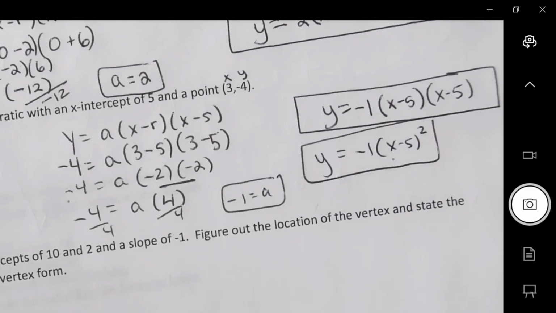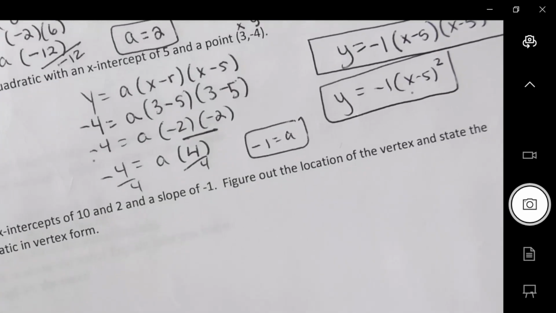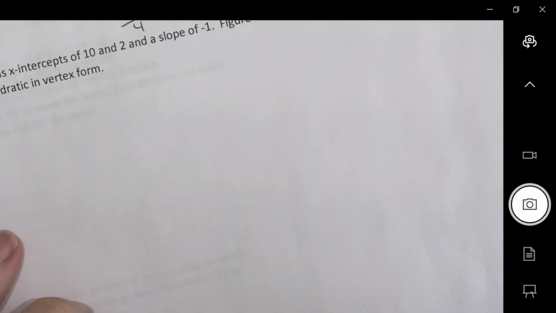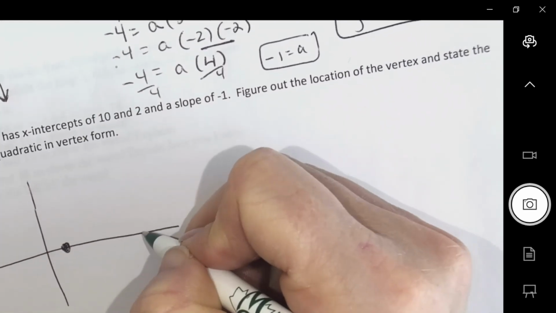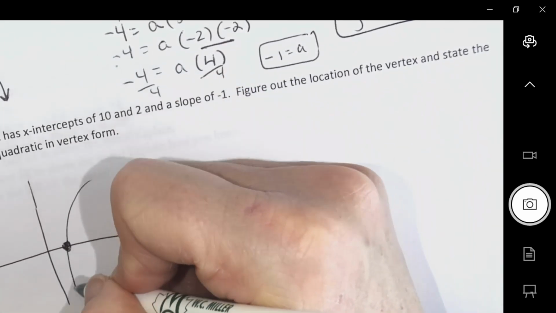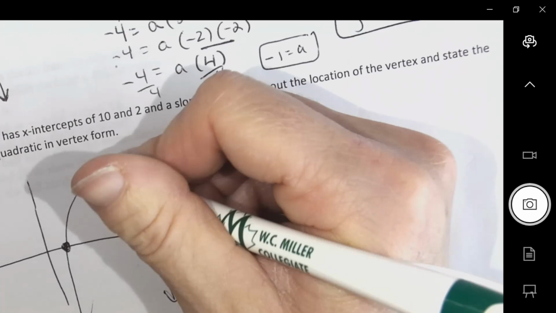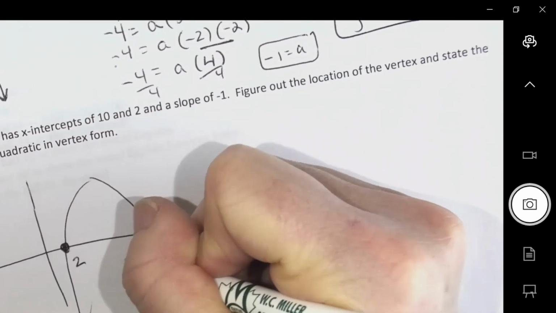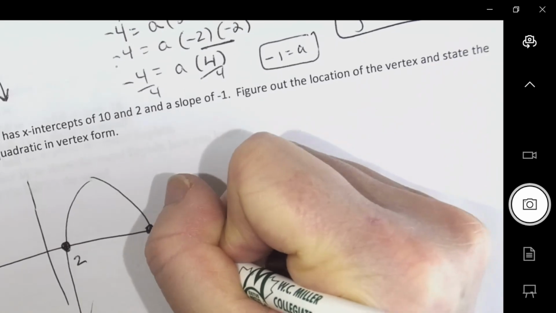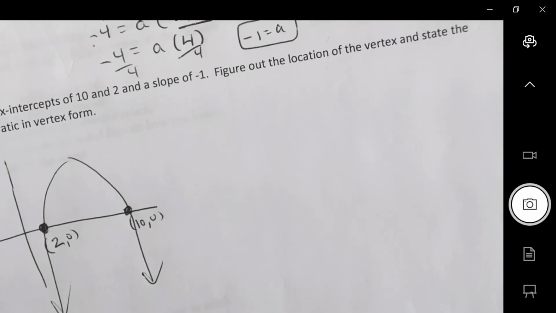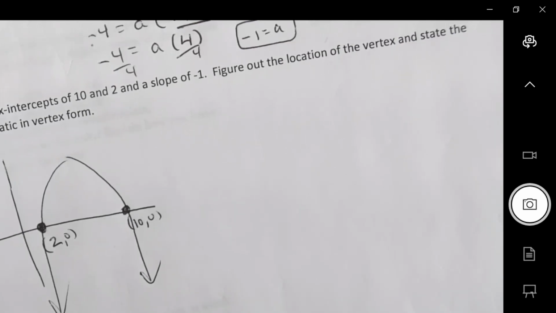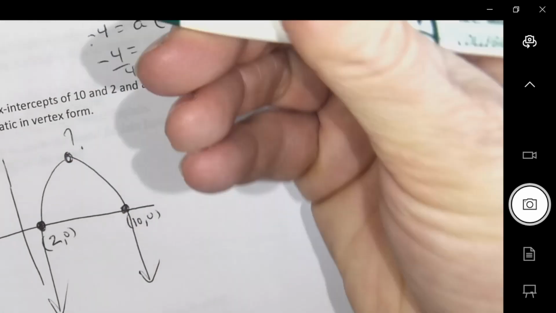Okay, ready. The next one says, the quadratic has x-intercepts at 10 and 2, and a slope of -1. So that's kind of just what I know about it right now. It has intercepts at 10 and 2. And it has a slope of -1, so it's going to be going downward. Figure out where the vertex is. I got to figure that out.